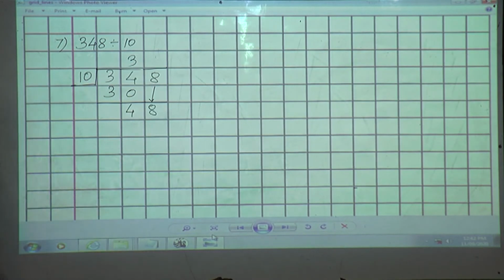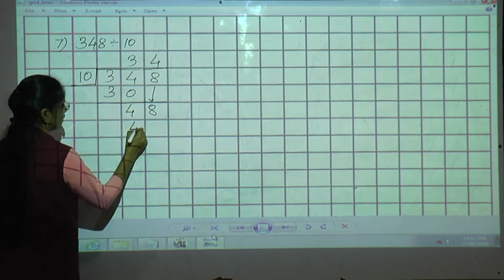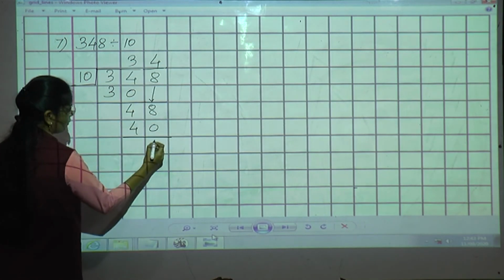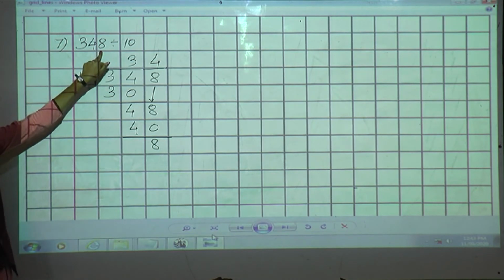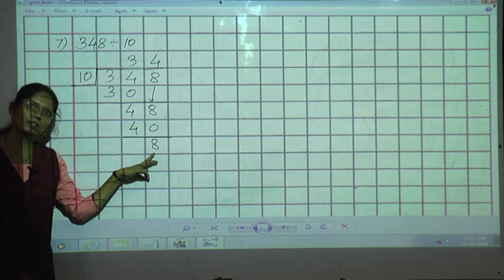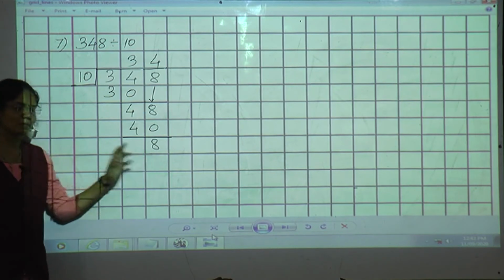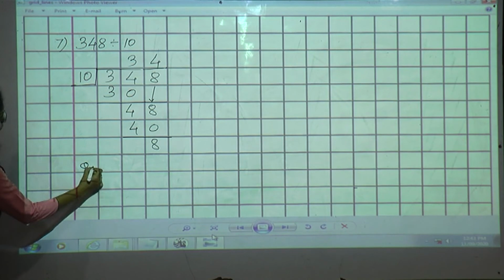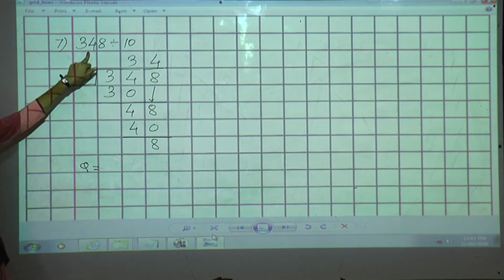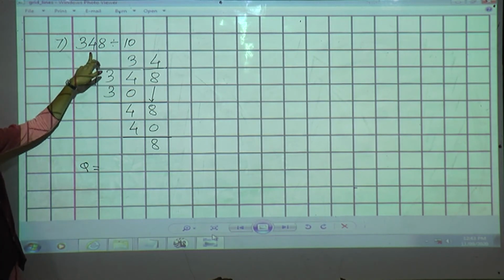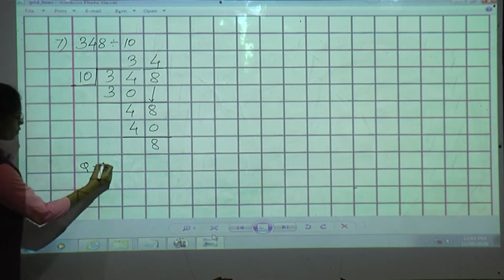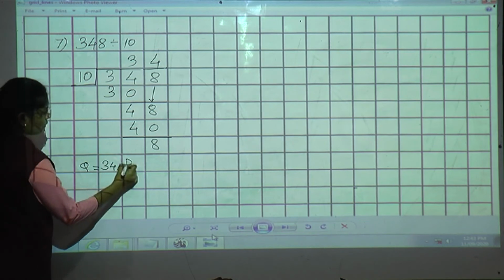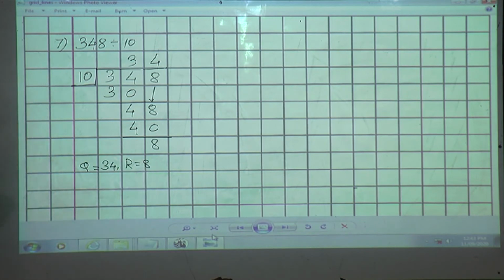Now here we have 48. Then 10 4s are 40. 48 minus 40. See, at ones place here 8 is there, and here also we got the remainder 8. Yes, which is at ones place. And the remaining two numbers will form the quotient. So here 34 is there, and here also we got the same quotient, 34. So write here Q is equal to 34 and R is equal to 8.